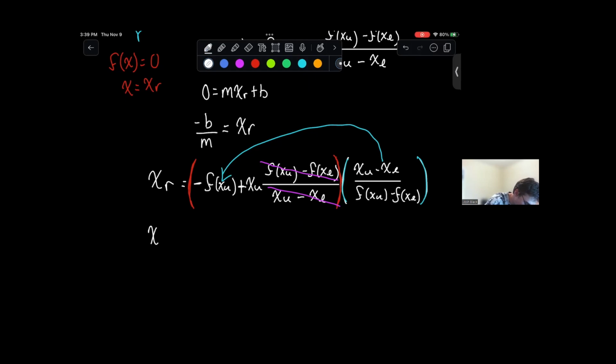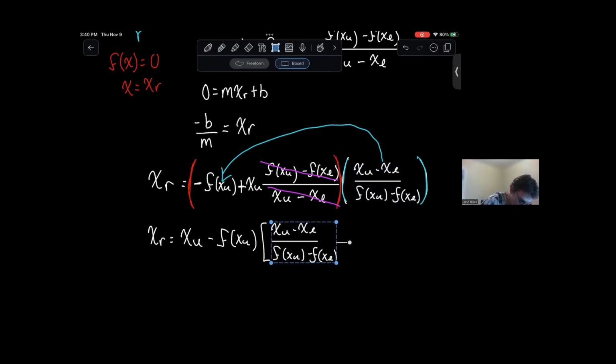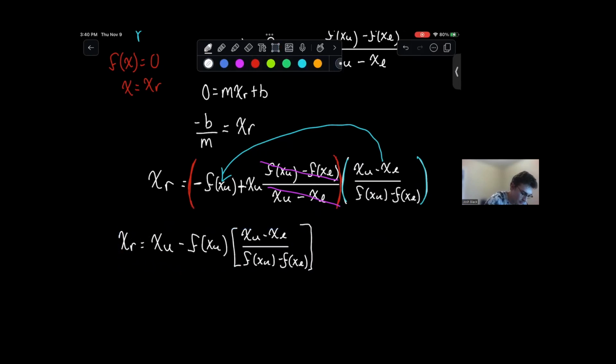So now, this gives us our finalized equation for xr. Our xr is going to be equal to xu. I kind of just brought this in front. Minus f of xu multiplied by this big equation here. And that, everyone, is the finalized regular false position equation.